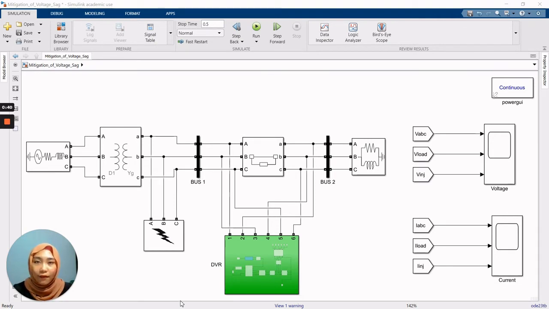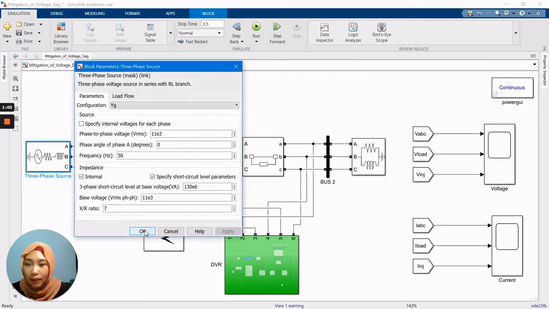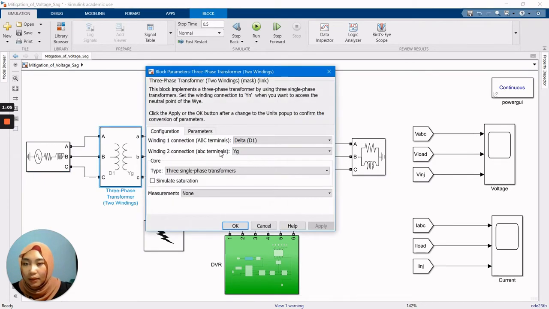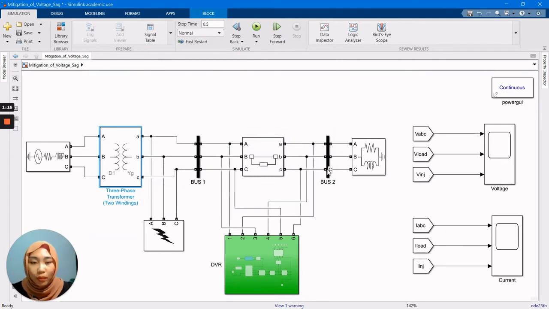There are two main factors that can cause voltage sag, which are the induction motor as well as the fault in the system. So as you can see here, this is the design for our project. The system that I use in this project is a three-phase power system. This is the source, the three-phase source, and it is connected to the transformer winding that is in the delta Y configuration. And there are two buses over here, bus number 1 and bus number 2.